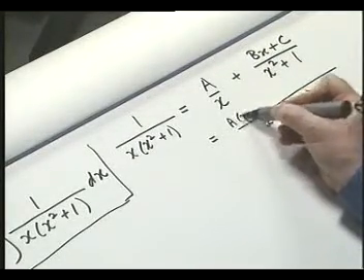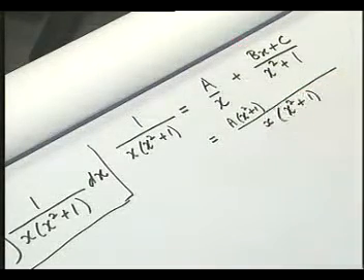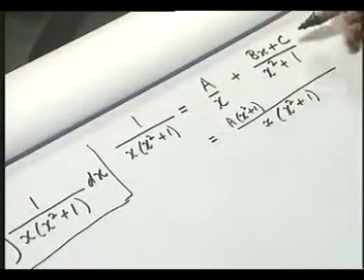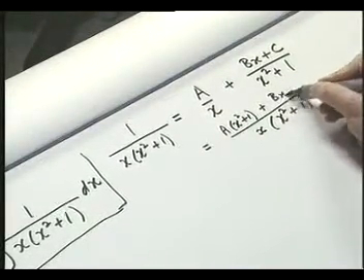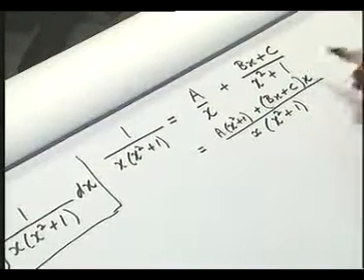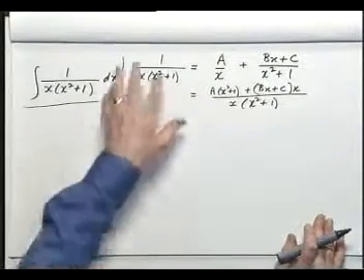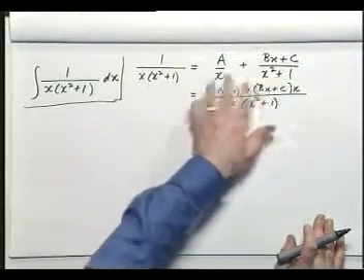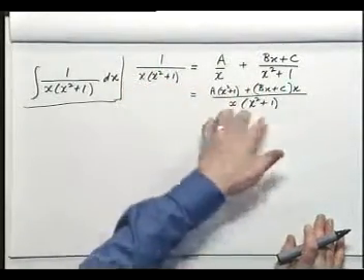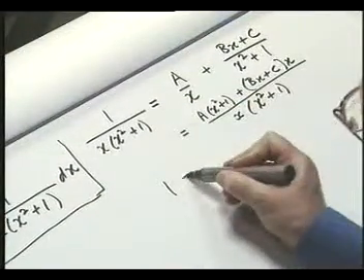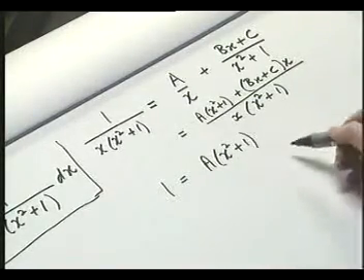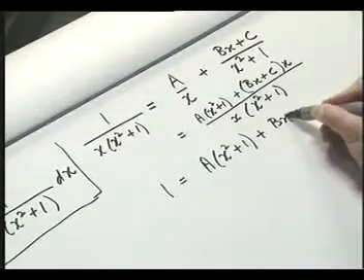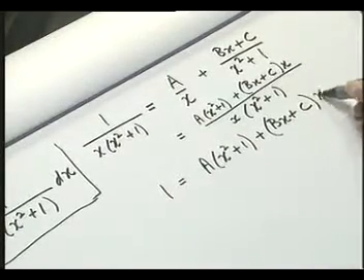So we'll have an a times x squared plus 1. And we'll need to multiply top and bottom here by x to achieve that denominator. So we'll have bx plus c all multiplied by x. This quantity is equal to that quantity. The denominators are already the same, so we can equate the numerators. If we just look at the numerators, we'll have 1 is equal to a times x squared plus 1, plus bx plus c, multiplied by x.